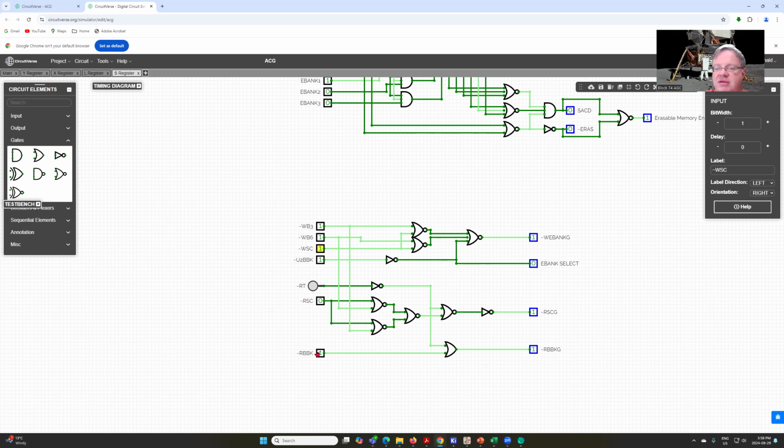On the right side, very, very similar. Basically, if we're not writing to anything, when our write timer comes by, we're not going to do anything at all. But if we have our RBBK control pulse asserted, we will assert this control pulse.